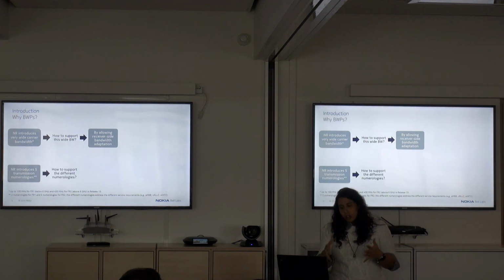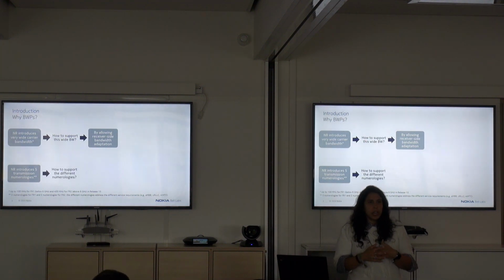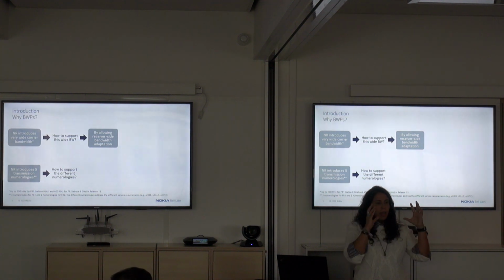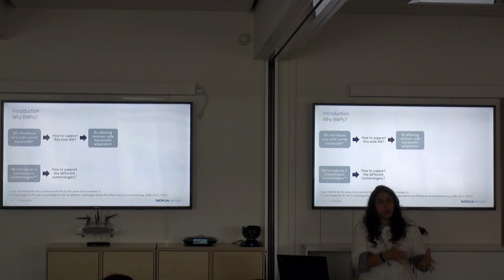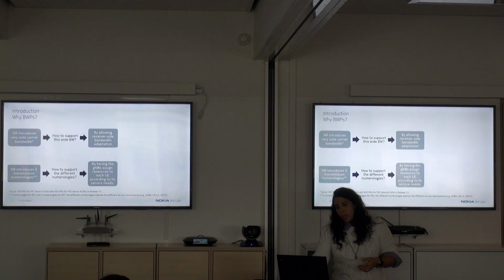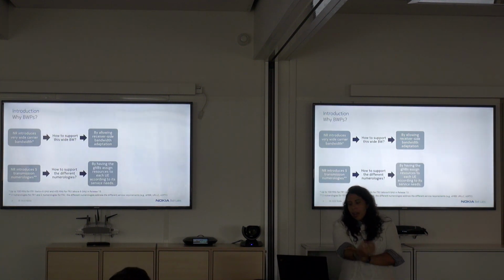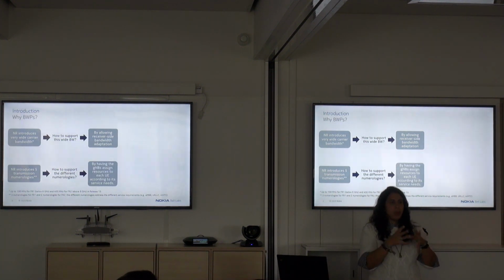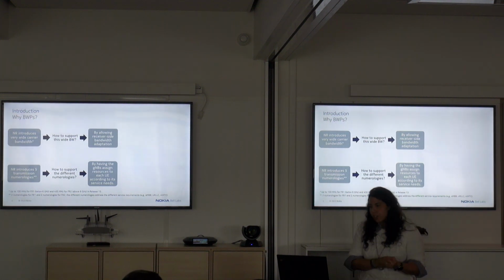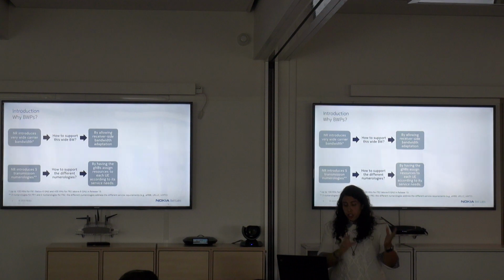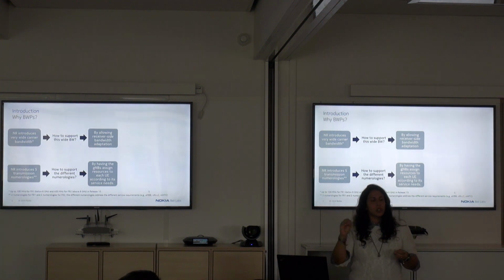And then how to support the different numerologies is the question. Then we cannot continue with the same scheme that we had in LTE, again, because we only had one numerology. So in order to do that, we have the gNB, and the gNB is the base station. That's the name that it receives in 5G.